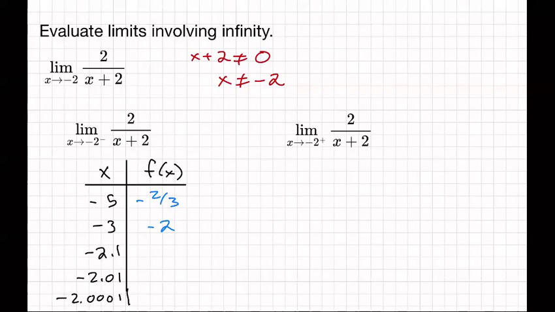So trying this again, let's do, instead of 3.9, that went the wrong way. We're still going from left to right here. That's why I had to change it. We're doing -2.1 now. And I get -20.